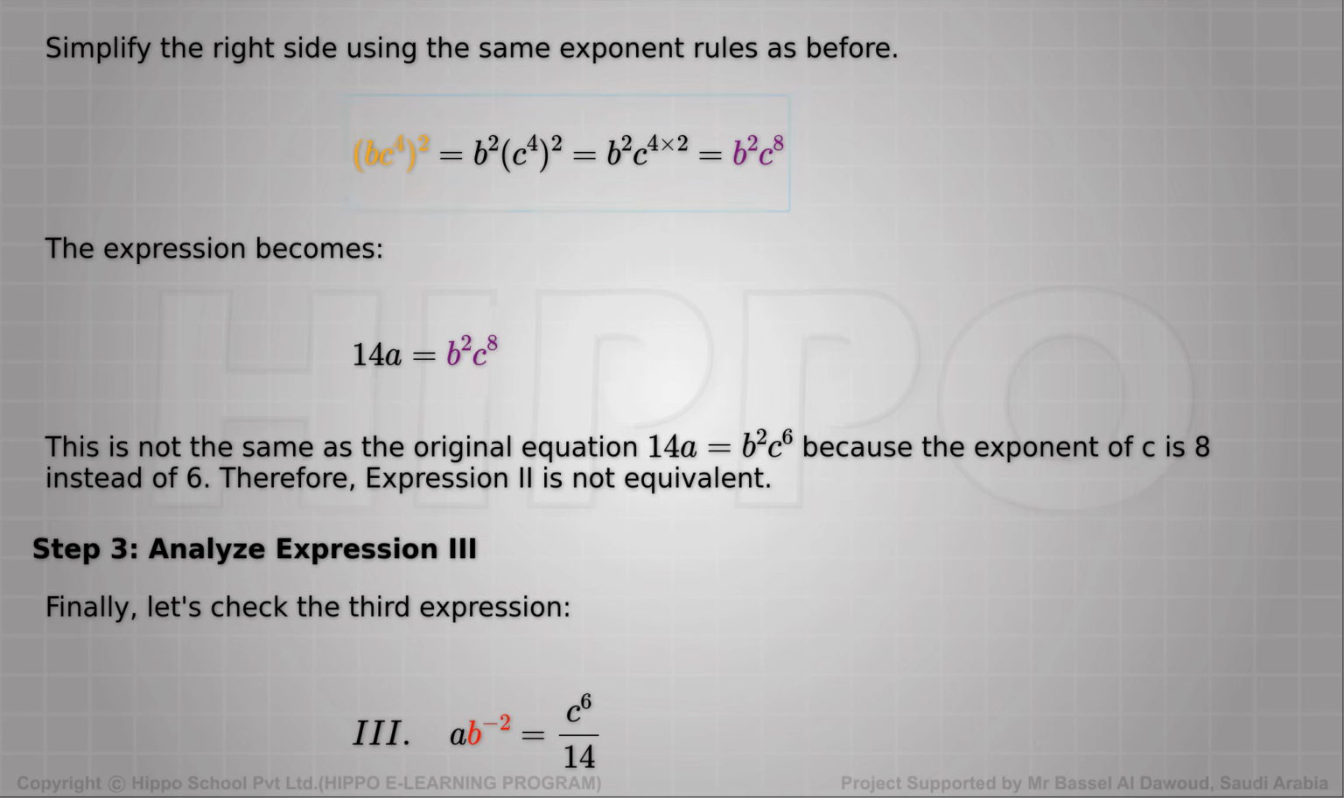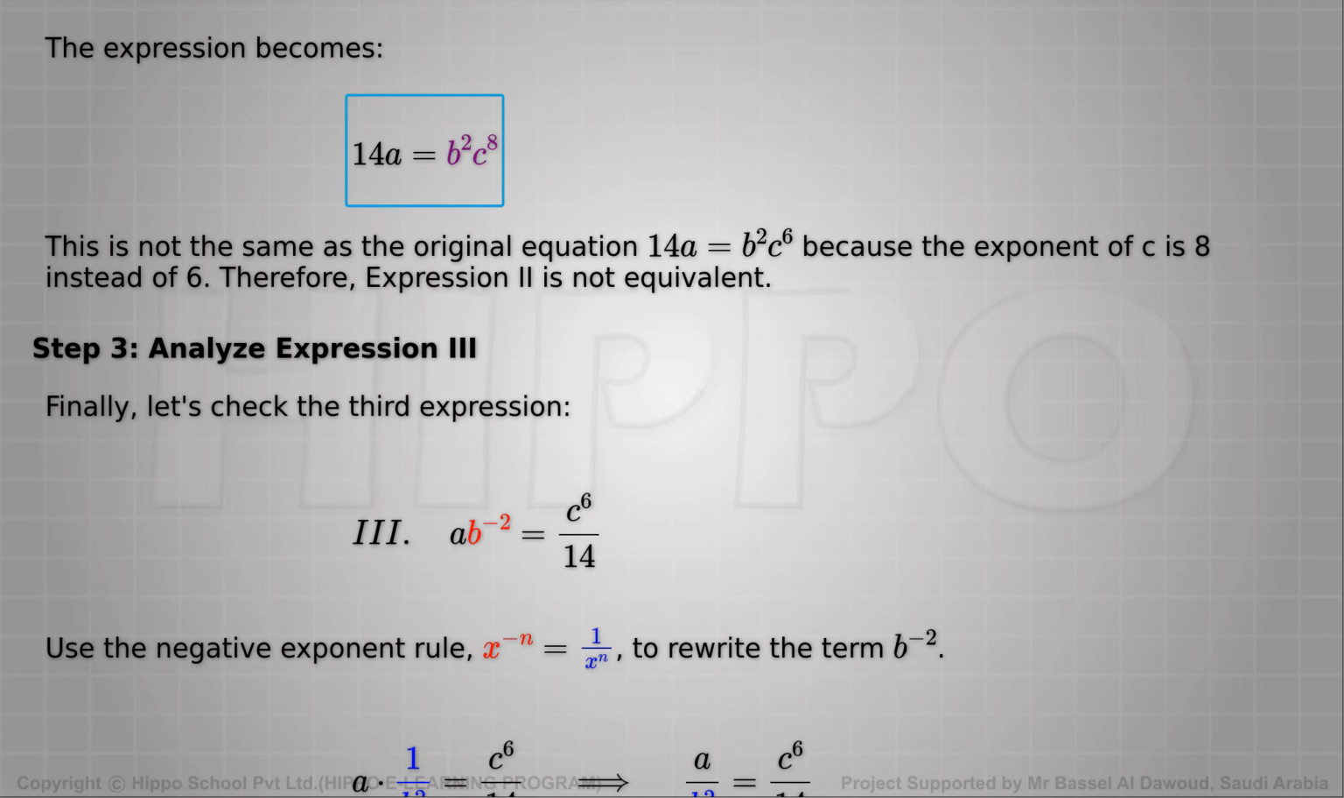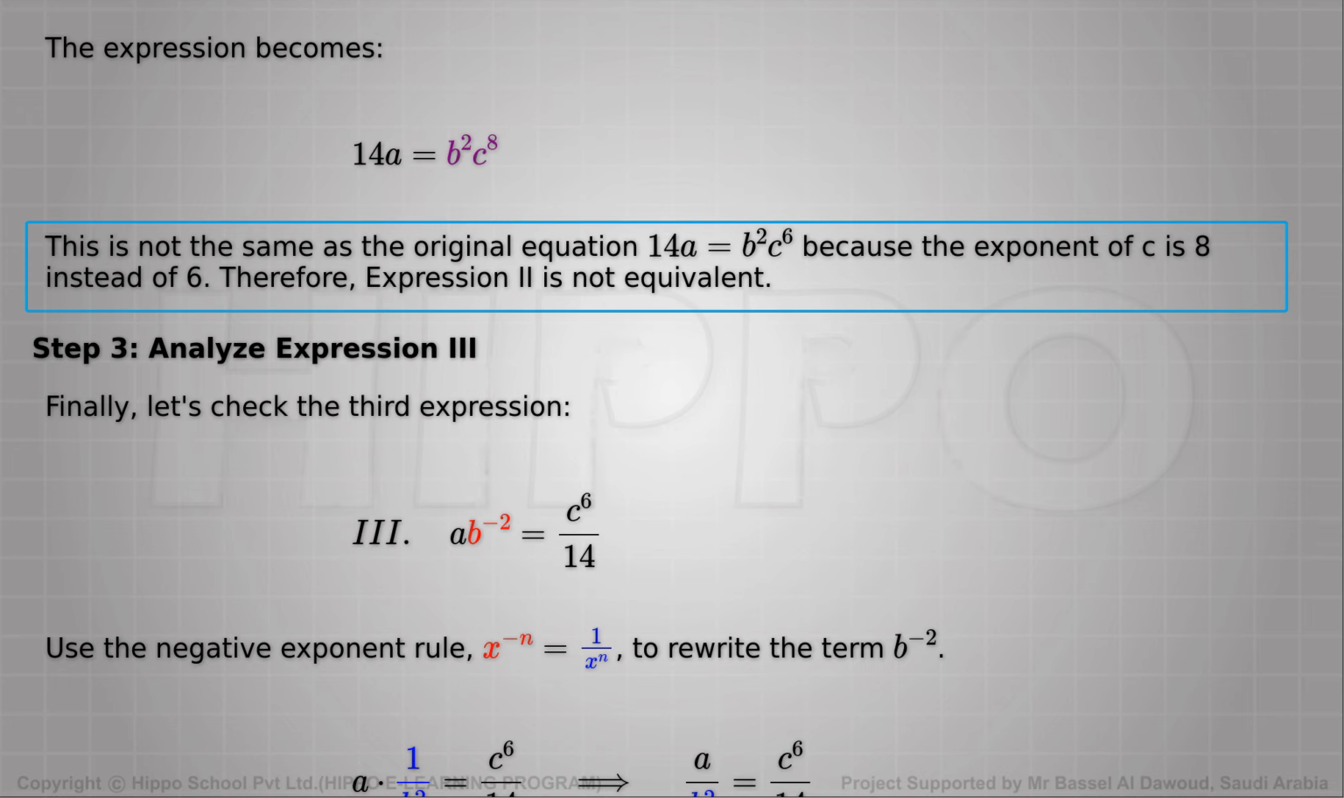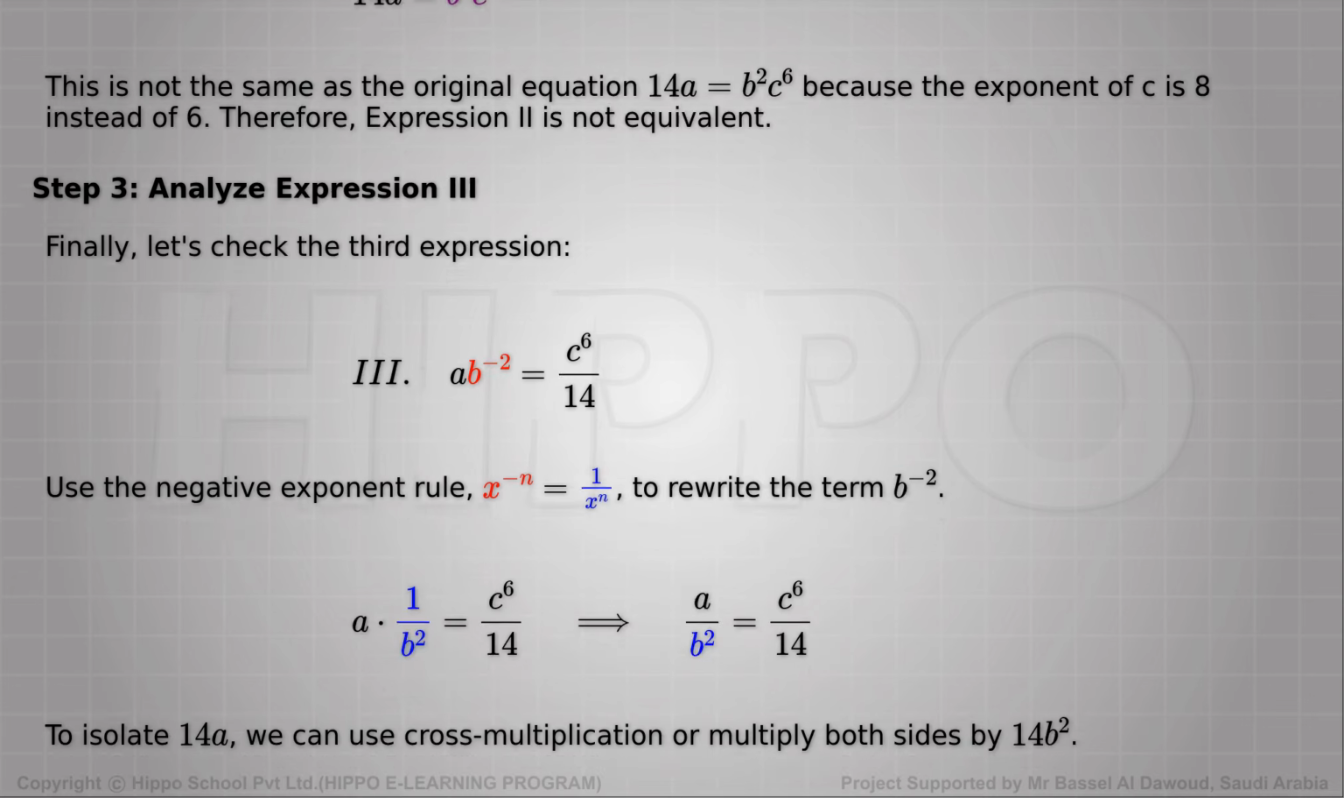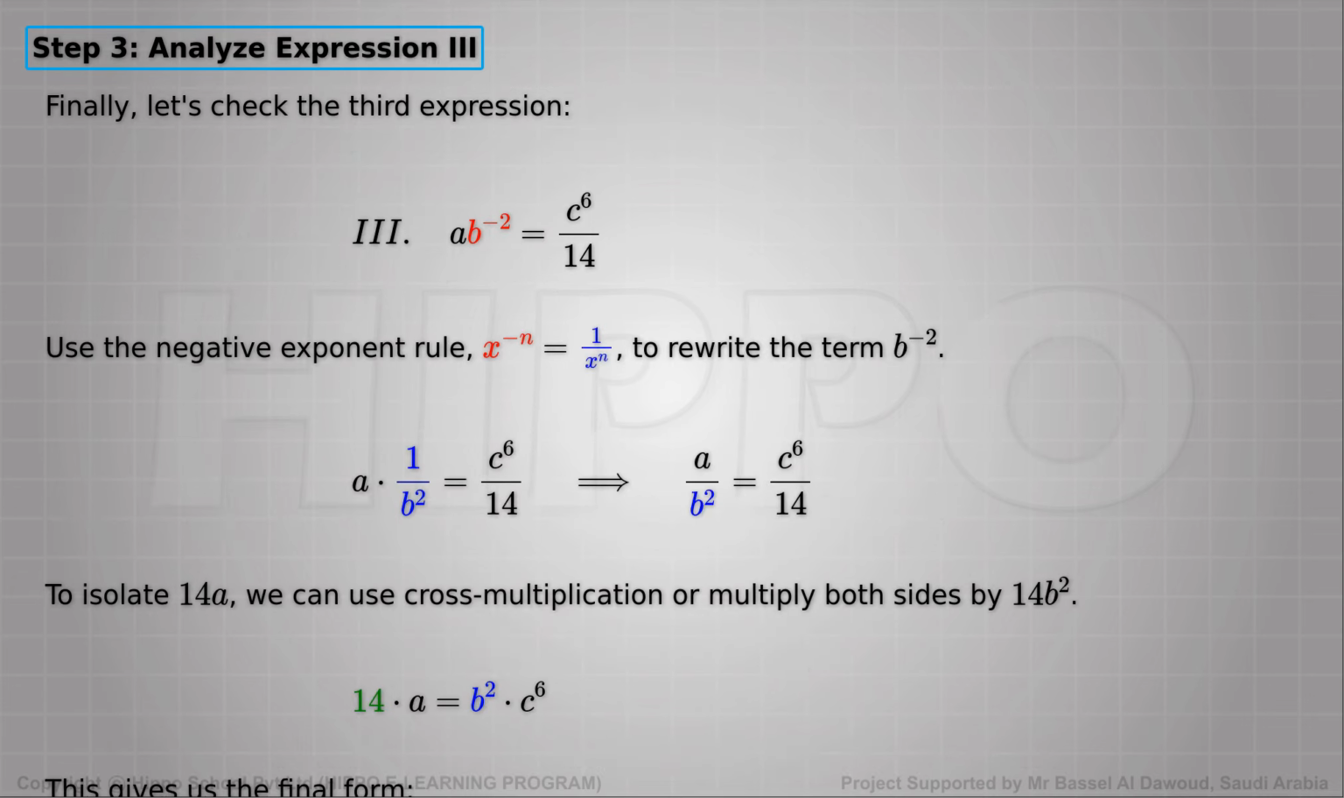After simplifying, expression 2 becomes 14a equals b squared c to the eighth. Now let's compare this to our original equation, which was 14a equals b squared c to the sixth. The exponent on c is 8 in this expression, but it was 6 in the original. Because the exponents don't match, these two expressions are not equivalent. So expression 2 is out. All right, let's check our final candidate, expression 3.